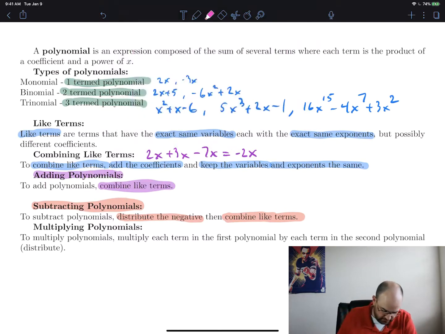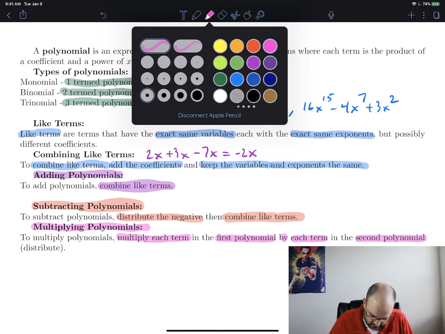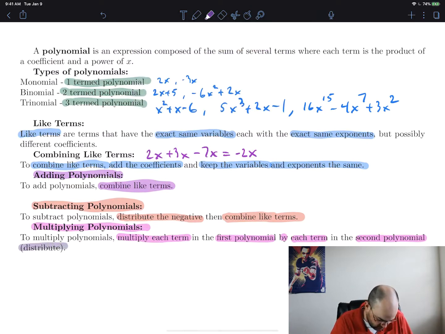Whereas multiplication is a little bit different from all of them. To multiply polynomials, multiply each term in the first polynomial by each term in the second polynomial. In other words, we want to distribute. And yes, we can use the word FOIL if you want for that, but I'm not a big fan of it. You'll see why when we get there.